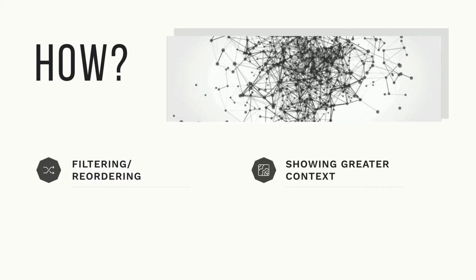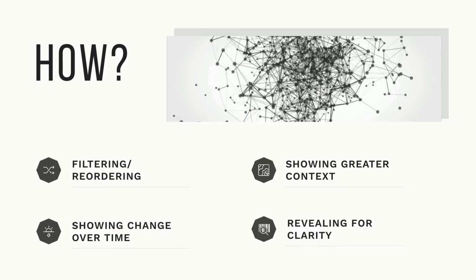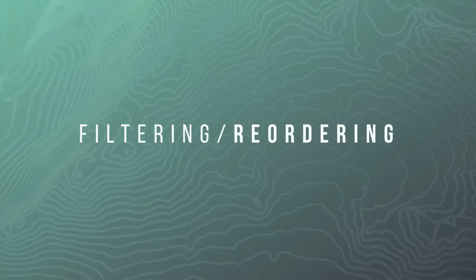So how are we going to do this? There are a few main principles that we'll use in applying motion. Filtering and reordering is one of them. Showing greater context is another. Showing change over time is probably the one you're pretty used to. And revealing for clarity is also a really important one. So let's start off with filtering and reordering.